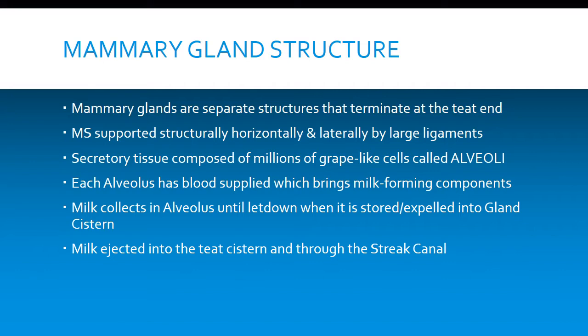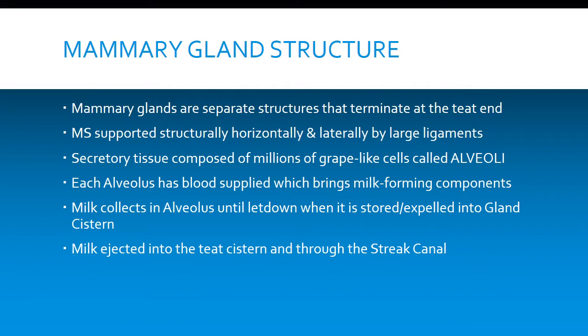So make sure that you understand that each gland is separate, like on the underline of a pig, same thing. Each of those 10 or 12 glands are all separate structures. The mammary system is supported structurally, horizontally and laterally by very, very large ligaments. Think of bungee cords that attach from the belly back up underneath the rectum of the cow, that holds that udder in halves. And there's a big band laterally that goes side to side that supports that udder as well.